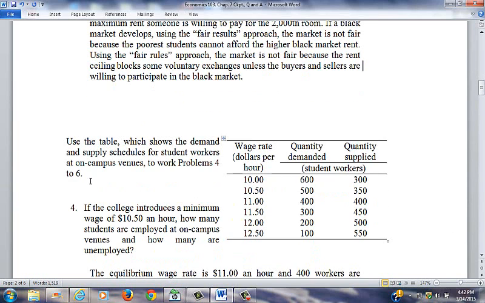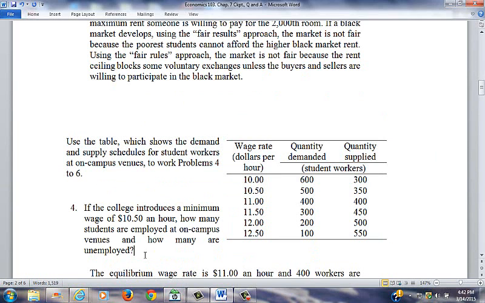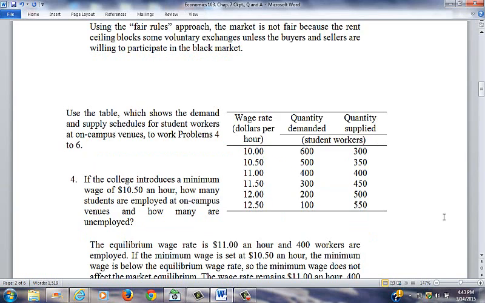Questions 4 through 6 ask you to look at the table reproduced here on the right, showing the wage rate, dollars per hour, quantity demanded of student workers, and the quantity supplied. If the college introduces a minimum wage of $10.50 an hour, how many students are employed at on-campus venues and how many are unemployed? Again, for these questions, you can quickly scan and look at what the equilibrium wage rate is, $11. And now there's a minimum wage of $10.50 an hour.